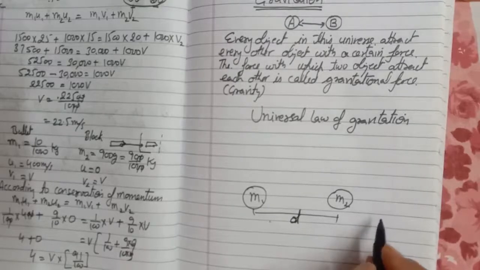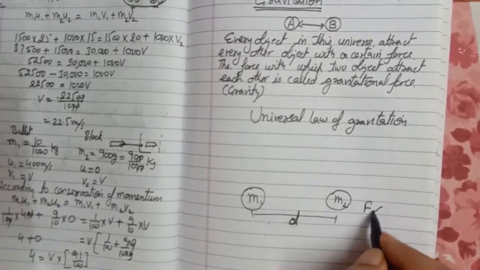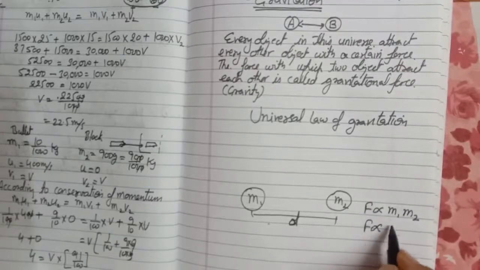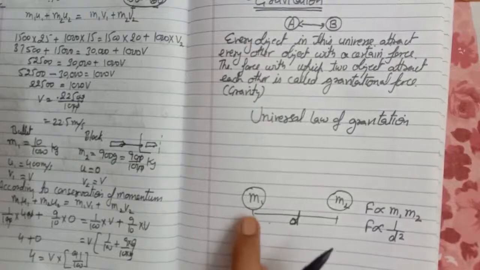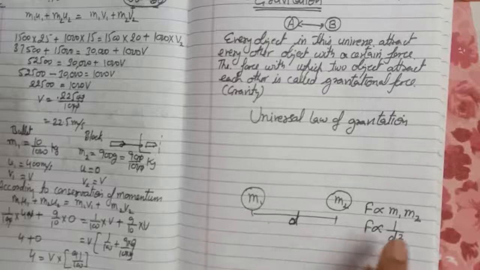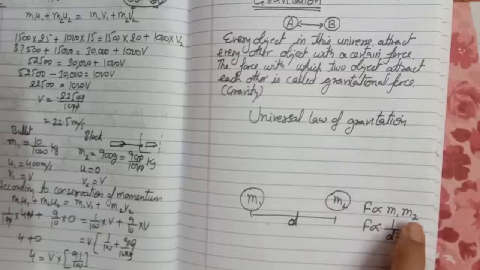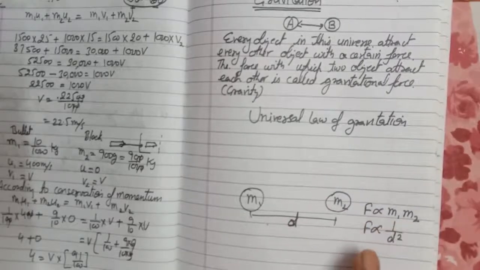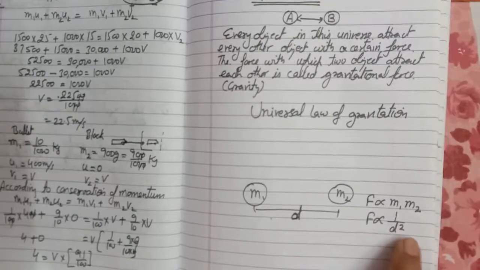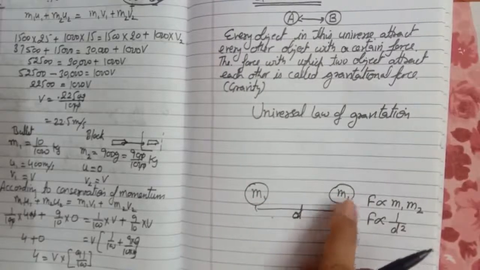According to Newton, the force exerted between these two objects is directly proportional to the product of their masses, that is m1 and m2, and is inversely proportional to the square of the distance between them. It means by increasing the distance between them, the force of attraction will decrease. So the force depends on the mass. Larger the mass, larger will be the force.